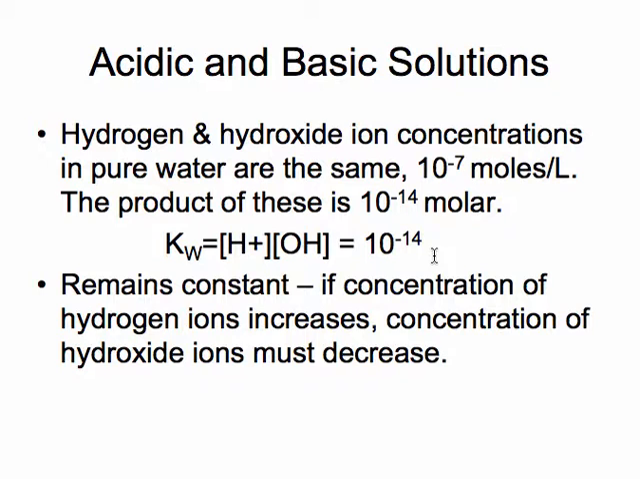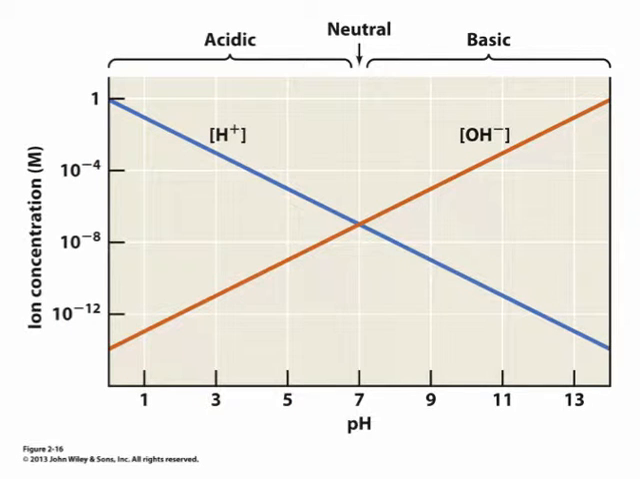What we can see is if we have a constant and we increase the amount of hydrogen ions, we know that the amount of hydroxide has to decrease. Conversely, if the amount of hydroxide ions increases, to have our constant be the same, the amount of hydrogen ions in the solution would have to decrease. A better way to look at this is in a graph.